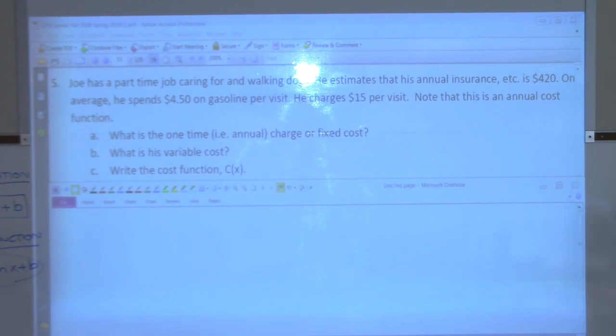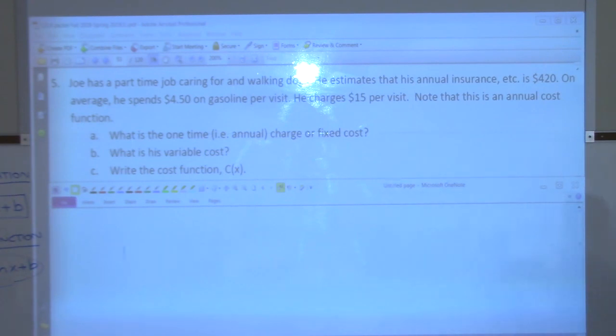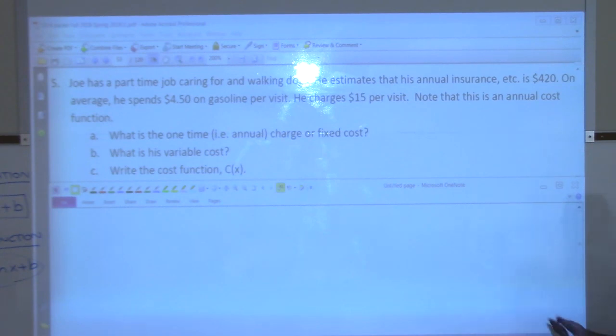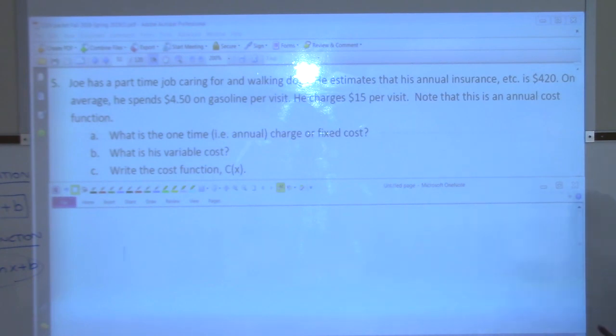That is a little more confusing. Would you agree? A little bit? Okay. So who's up? Timothy? I have one question. Is the insurance like a fixed rate? Like, is that what he charges, or like a deposit or something, $420? So to have this little company where he goes and walks dogs, he has to have insurance, because if the dog gets loose and is hit by a car, he's probably going to get sued, right? So he has to have insurance. And there's an annual charge of $420 for that. So that is a fixed cost.